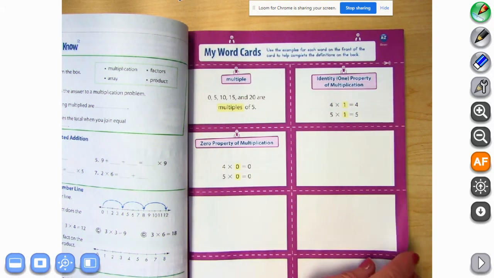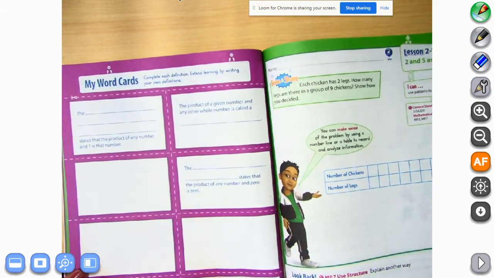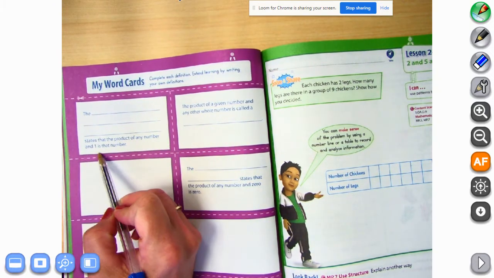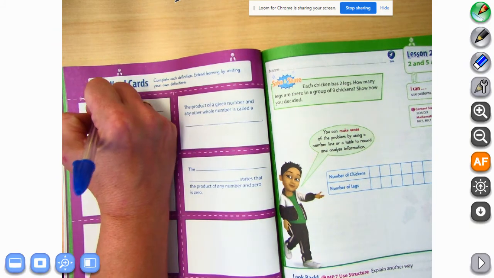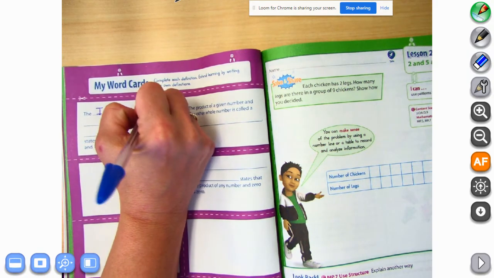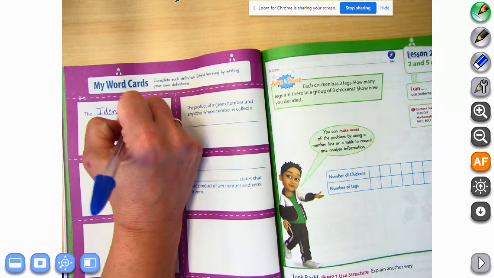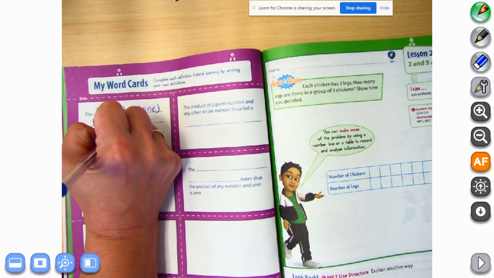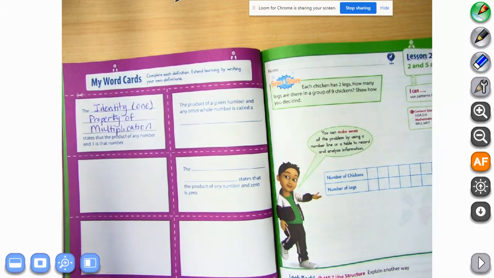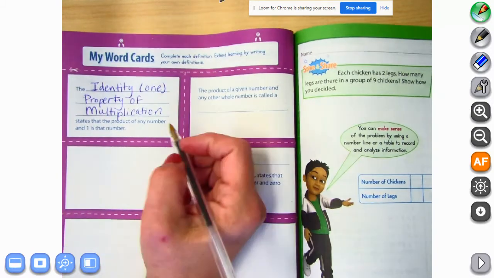If you turn the page, on the back here, it says, complete each definition. So the blank states the product of any number and 1 is that number. So this is the identity, or the one property of multiplication. So it's just kind of like a rule. Times 1 is the identity property of multiplication. So it's just a little rule that anytime you take a number times 1, it will be that first number.